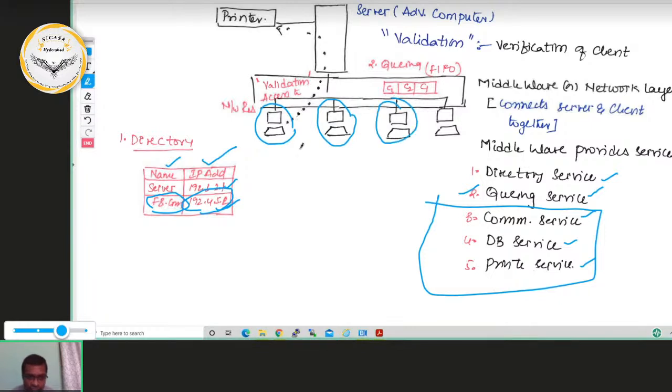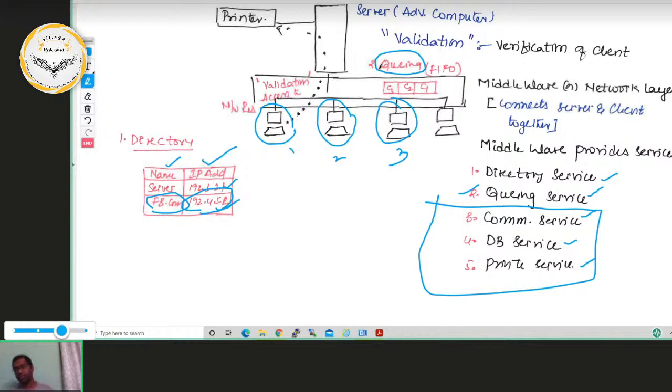Okay, let us say this is 1, this is 2, and this is 3. If 3 systems want to use the printer, can I provide 3 computers access to the printer at the same time? It is not possible. So what exactly will the network do? The network will maintain a queue.